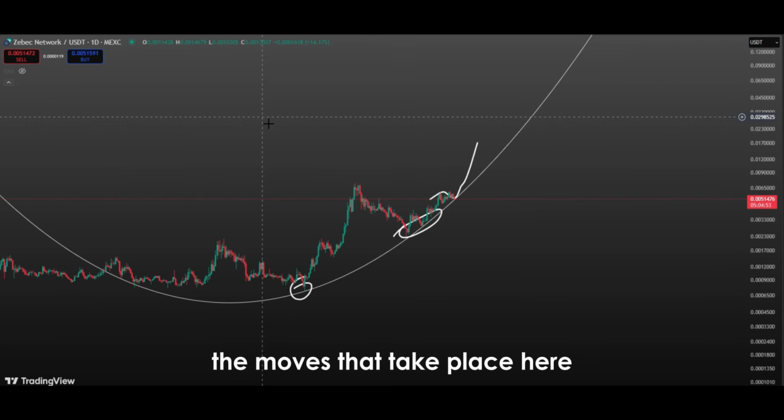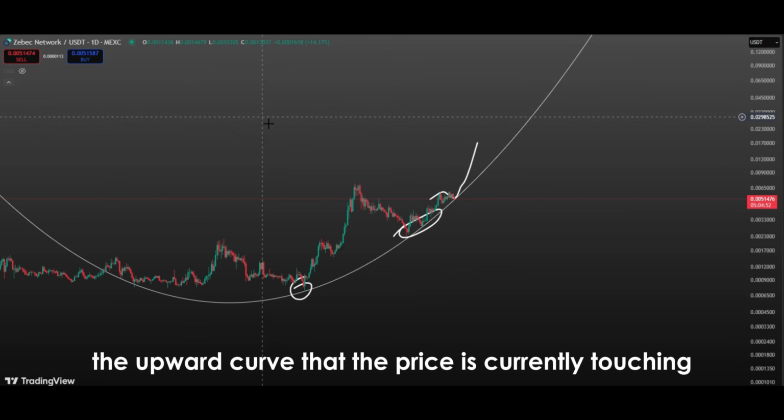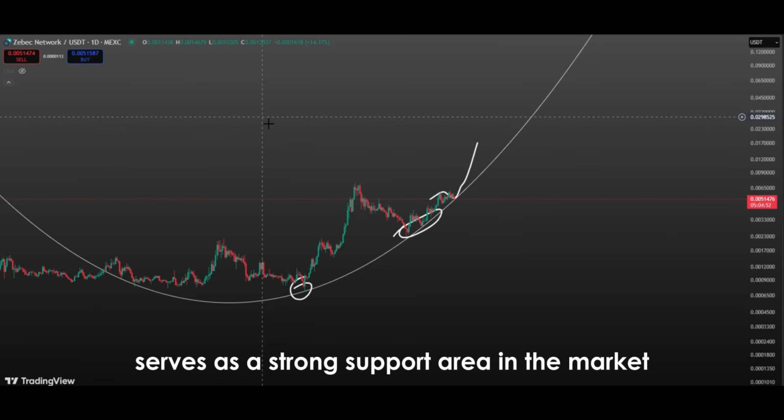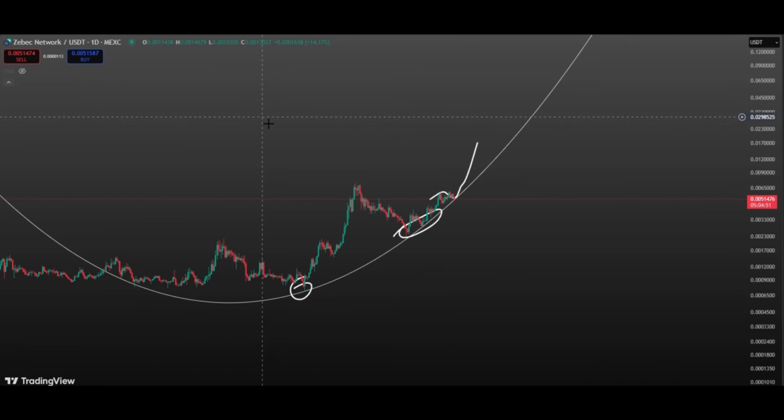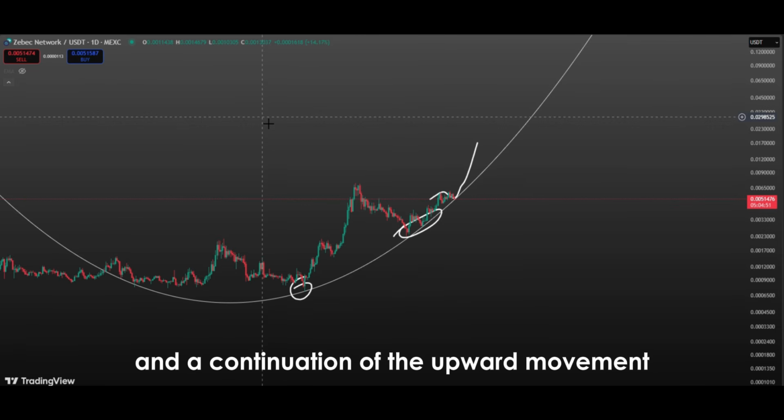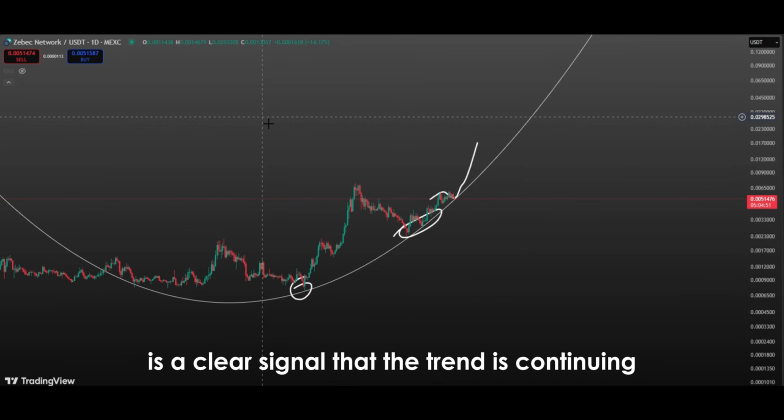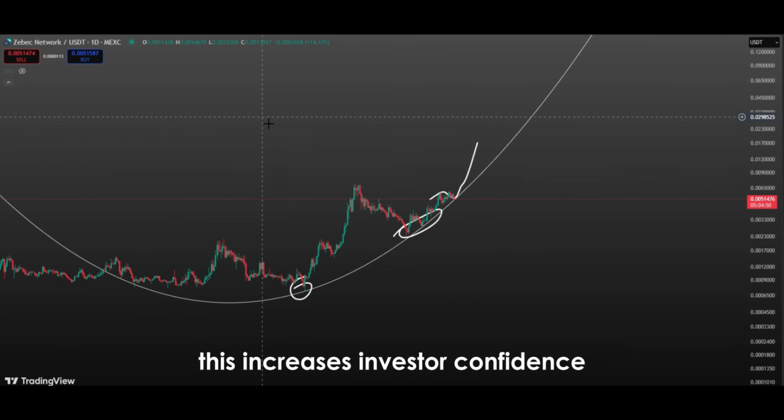The moves that take place here will determine the market trend in the short and medium term and guide investors' strategies. In conclusion, the upward curve that the price is currently touching serves as a strong support area in the market. A price reaction from the support and a continuation of the upward movement is a clear signal that the trend is continuing. This increases investor confidence and encourages new buying.